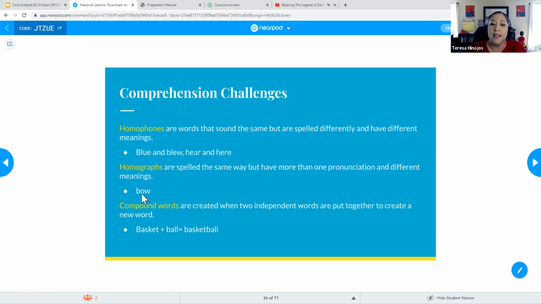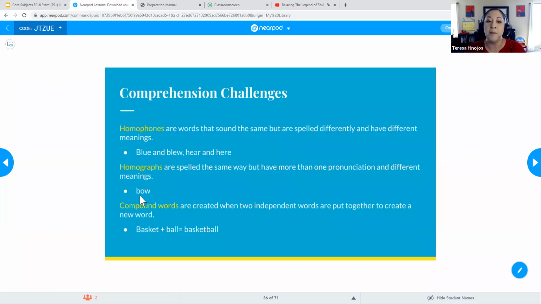For example, this word here, I could say it's a bow, like a bow on my head, or it means to bow. When a student is seeing this word, they may only know one pronunciation and one definition. That may cause issues with them understanding what they're reading.